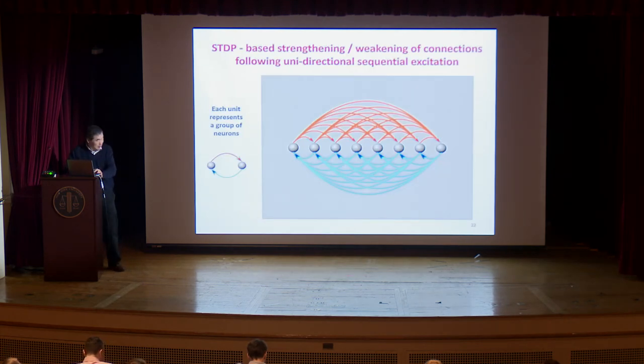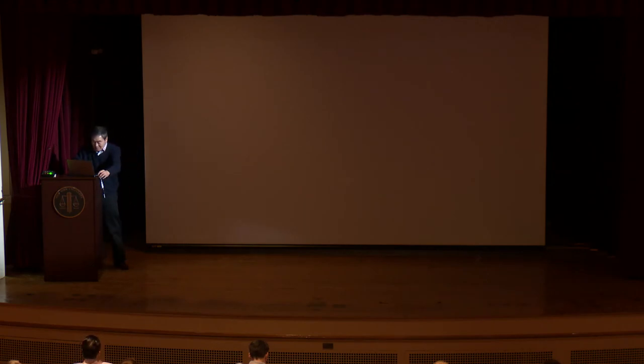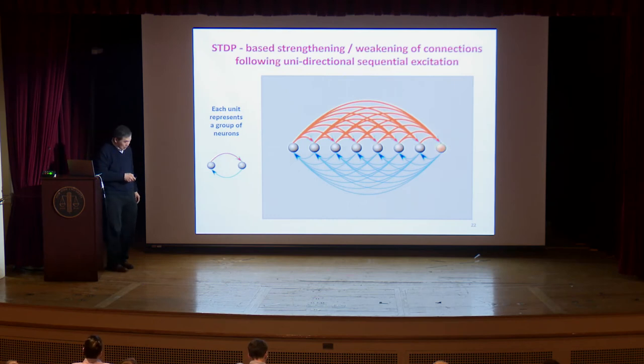For example, a thought experiment: we have a randomly connected neural net, with a group of neurons connecting to the next group, all randomly connected. If we now give sequence activation, so you fire the neurons in a sequence, the so-called synfire chain you heard about last night, after this continuous repetitive sequence activation, you will have an asymmetric network where the downstream synapses are all potentiated, while the upstream synapses are all depressed by the spike timing dependent plasticity, right?